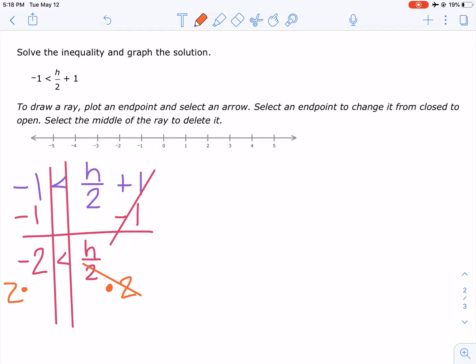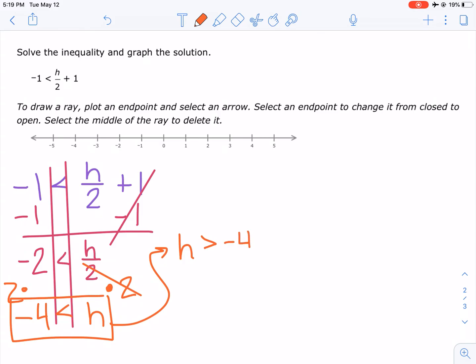Multiplying by 2 cancels out, so I have h left, and a negative 2 times a positive 2 would give me a negative 4 as my answer. Again, I need to turn this around, so I'm going to write that h is greater than negative 4. Notice that I turned around every piece of my inequality. The opening of my inequality was pointed toward h, so now the opening of my inequality is still pointed toward h. All right, so we need h to be greater than -4.